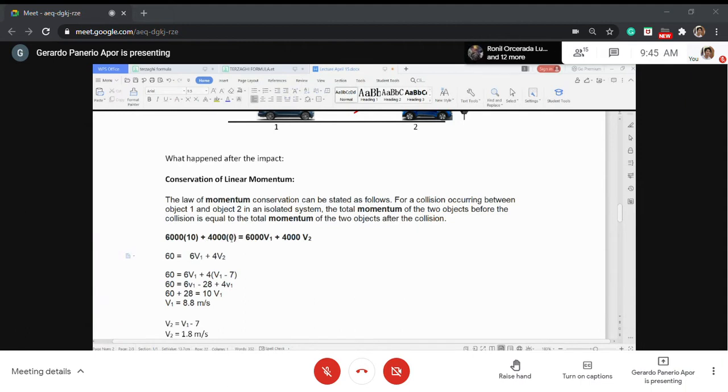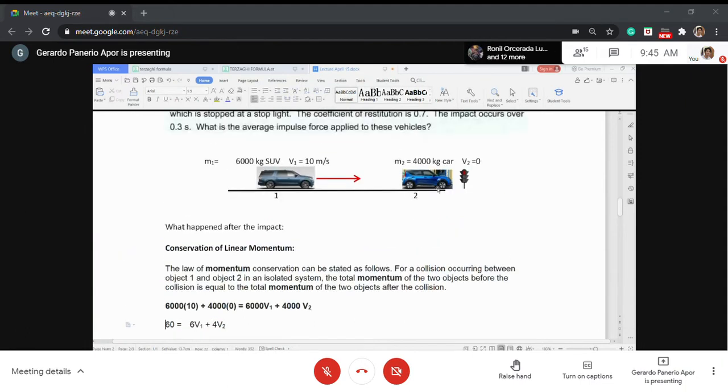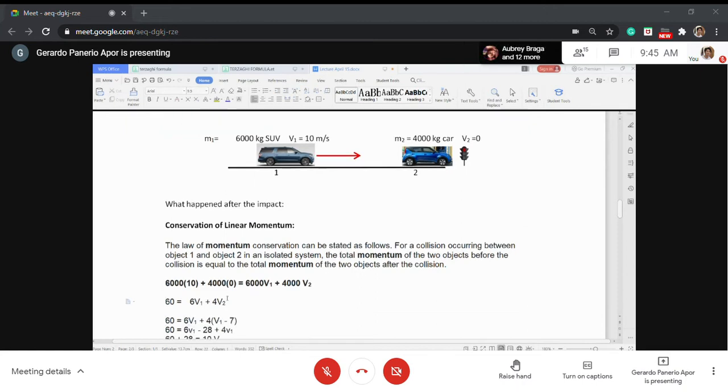Why do you multiply it by 0? Because the car is not running, so there's no momentum. You have no momentum if you are not moving. So the total momentum of the two objects is equal to 60,000. That is only for one car. The second car has no momentum.